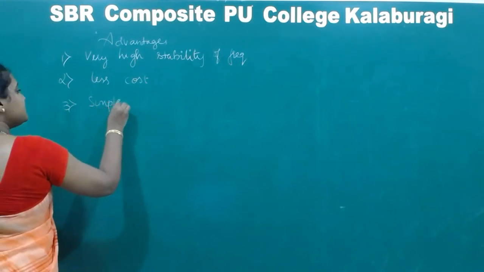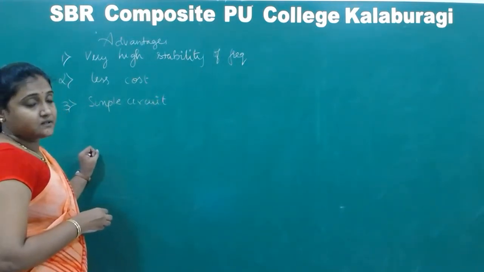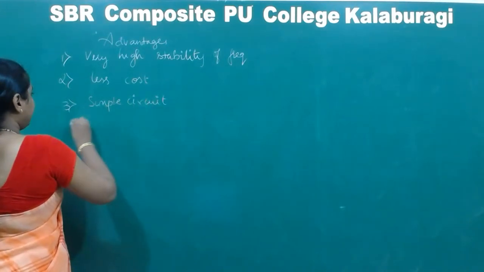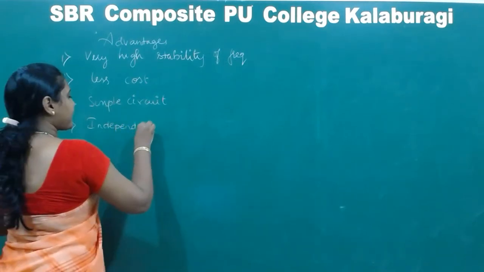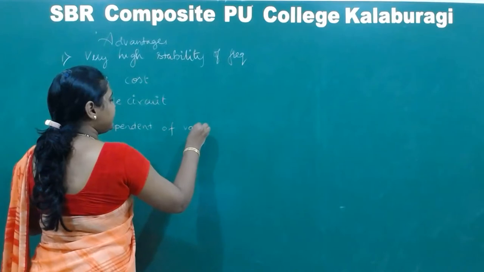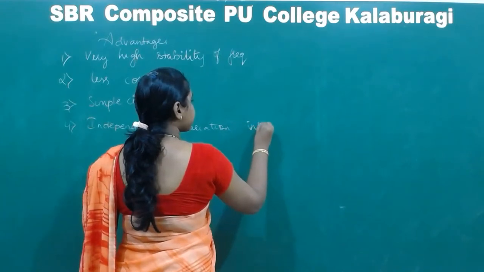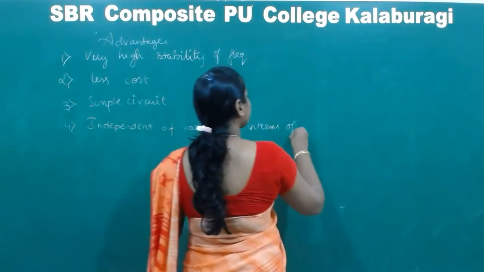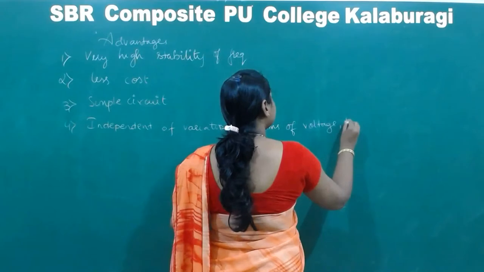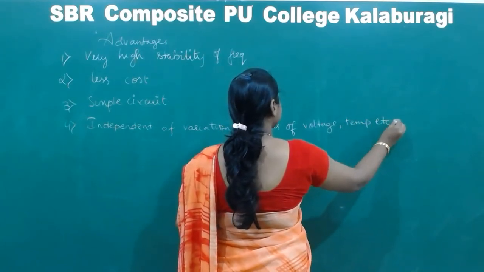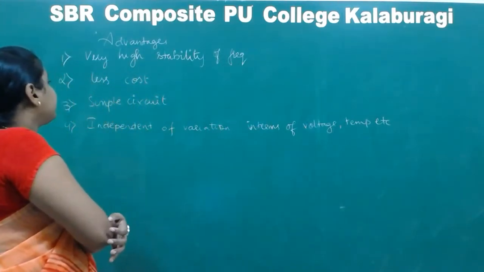Next, it is a simple circuit, because there is no tuning circuit, so not much designing of the circuit is needed. It is also independent of variations in voltage, temperature, etc. So basically it is temperature independent, that is why it is stable. This we have already discussed. So these are a few advantages.